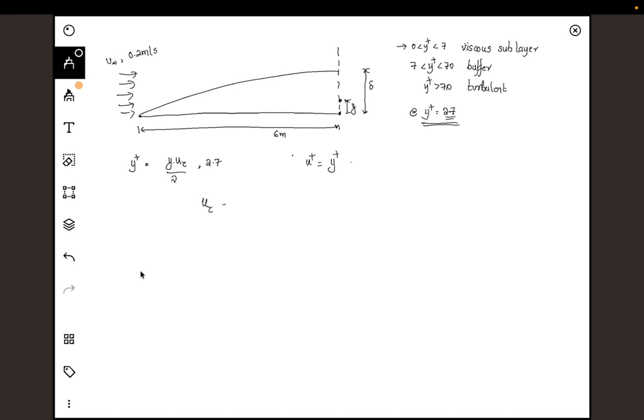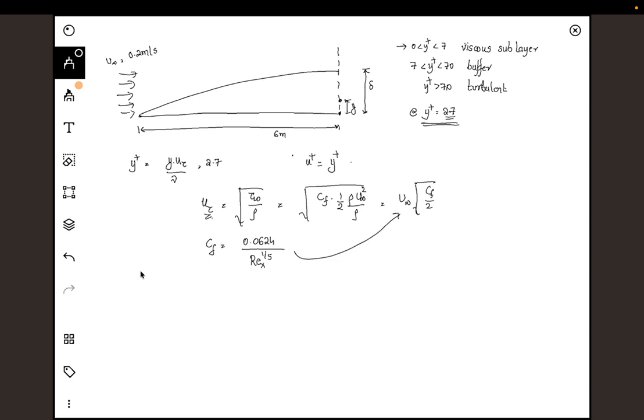So let's say u tau is, so that would give me tau w is Cf times half rho u infinity square, divided by rho. This would come to be u infinity times square root of Cf by 2. And we already know what Cf is. If I substitute that here, I would get my value of u tau. And because I know u tau and mu, I can compute y directly.